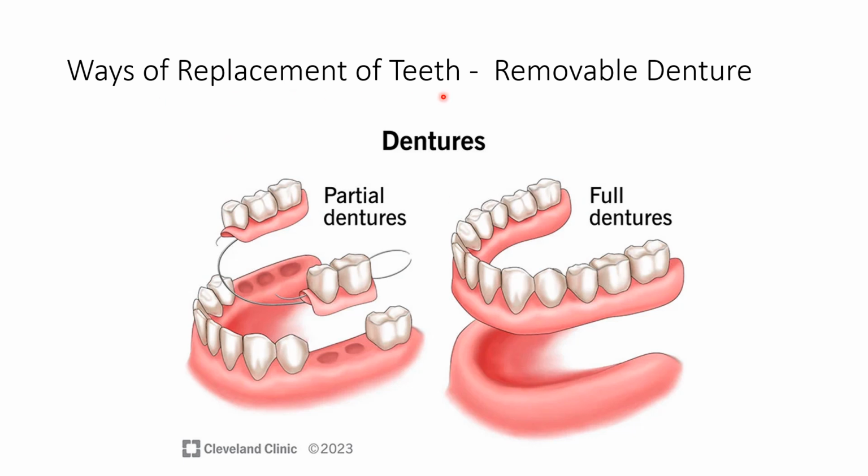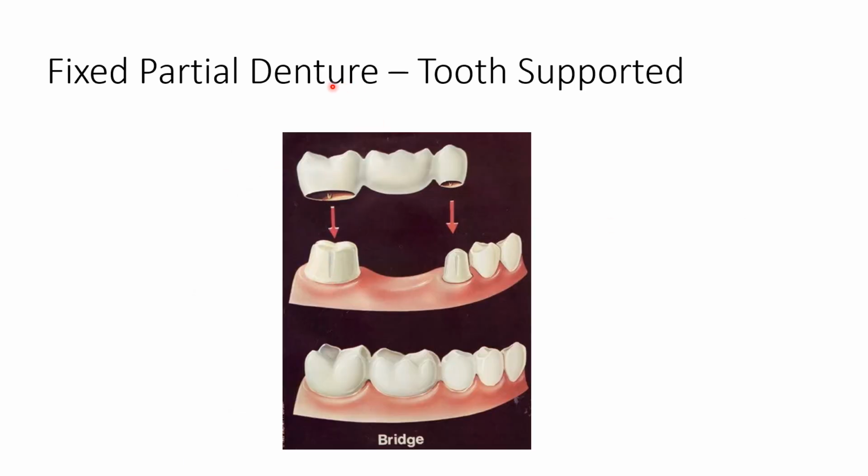Now, what are the different ways of replacement of teeth? We are coming to the first one, removable dentures. These are dentures which can be removed by the patient, which might be partial, replacing only a few teeth, or a full denture, replacing the full set of teeth. Sometimes people opt for a fixed partial denture, which is supported onto the tooth. When there is an area of edentulism, the nearby adjacent tooth are prepared minimally and a bridge or a fixed partial denture is fitted or cemented onto it.